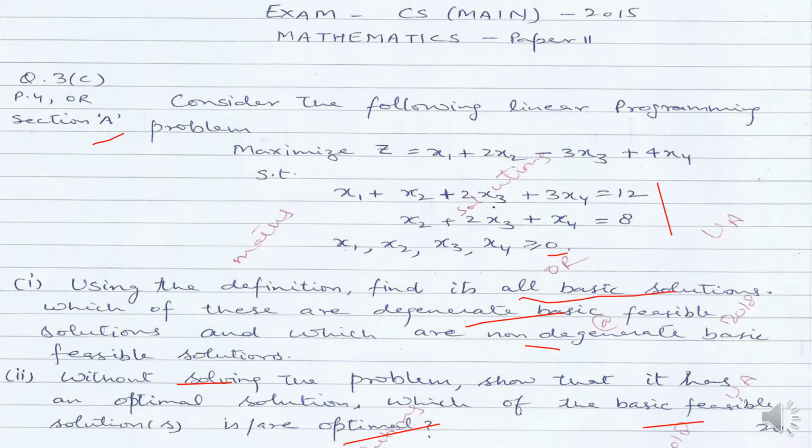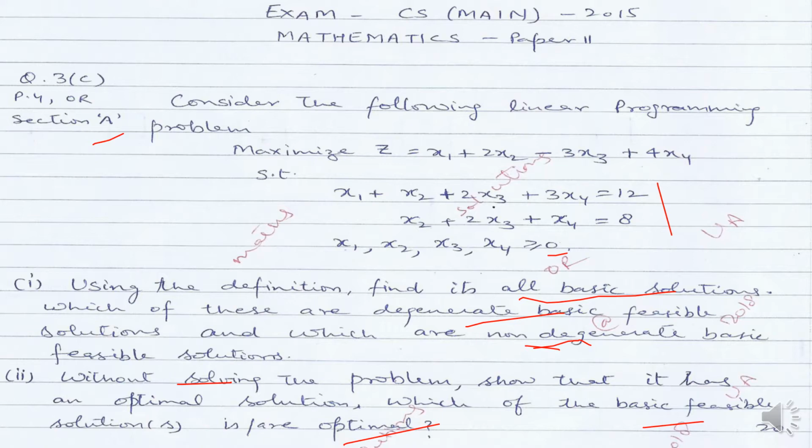So two points are there. All basic feasible solutions we have to find out, and out of those basic feasible solutions we have to find out degenerate basic feasible solutions and non-degenerate basic feasible solutions. And second is, without solving the problem, show that it has an optimal solution. Which of the basic feasible solutions is optimal, meaning there may be one basic feasible solution or more than one that are optimal. So these points we have to cover in this question.